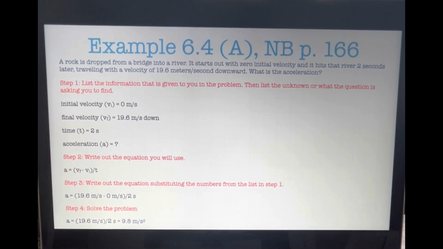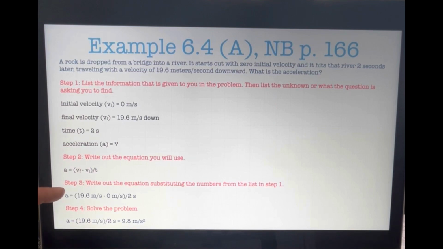A rock is dropped from a bridge into a river. It starts out with 0 initial velocity and it hits the river 2 seconds later, traveling with a velocity of 19.6 meters per second downward. What is the acceleration? All right, step 1, always list the information that's given. The initial velocity is 0 meters per second. The final velocity is 19.6 meters per second down. The time is 2 seconds. We need to figure out what the acceleration is. So step 2, write the equation that you're going to use. So we're going to use the same one we've been using. Acceleration is the final velocity minus the initial velocity divided by time.